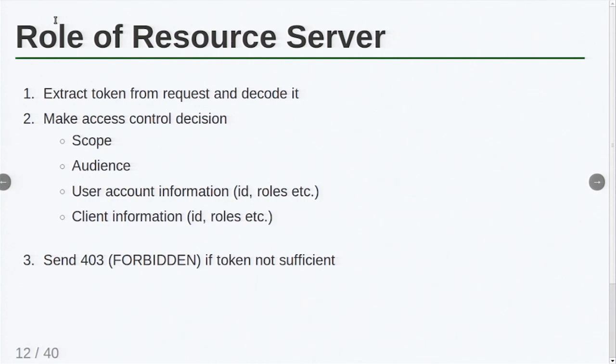Audience we've covered already. That's basically an identifier for myself. So if I'm accepting a token and I'm giving up resources, then I have to be sure that the token was meant for me. Because if it wasn't, then I'm giving somebody secret stuff that they're not supposed to have. There might be user account information, like I said: user ID, roles associated with the user might be in there. And there might be client information about the client who sent me the token, probably at least an identifier, right? So I can check that I know him.